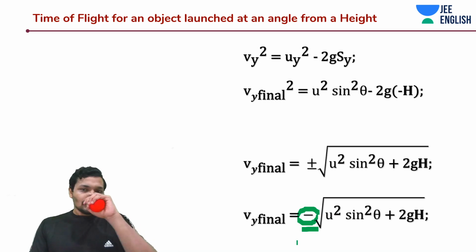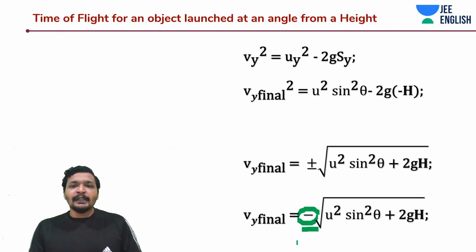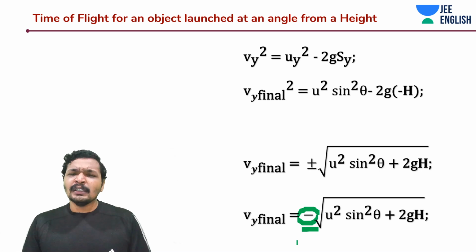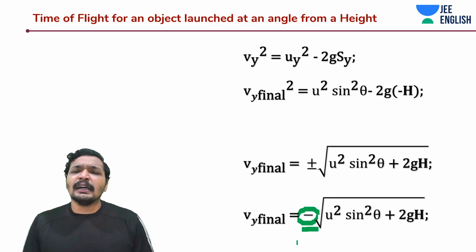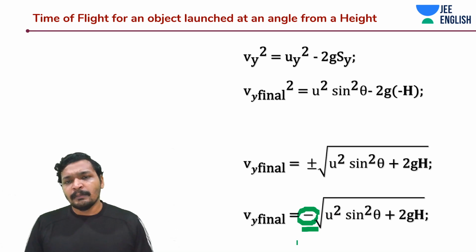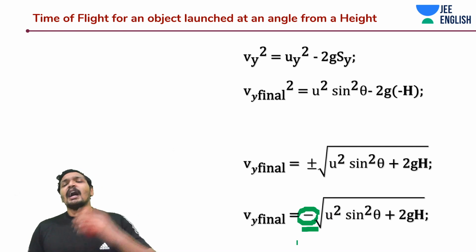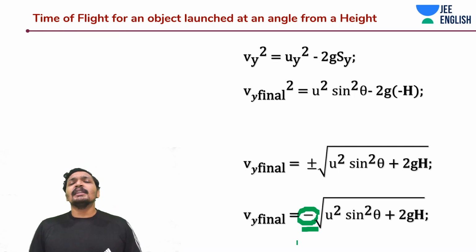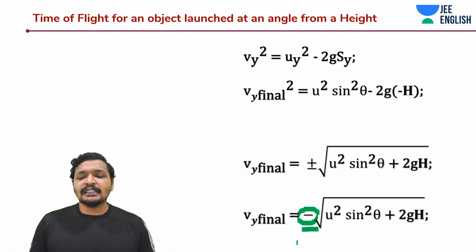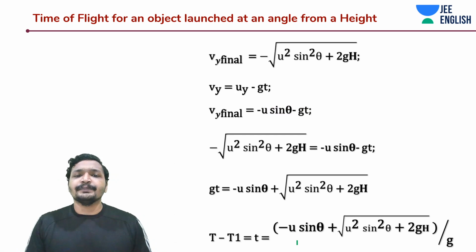I couldn't have made use of the second equation in that case to find the time of flight, because you can do it, but it would be like solving more of a quadratic equation. The simpler way is to find the Vy final, the final velocity when it is reaching the ground, and then substitute it in the first equation of motion along the y-axis, which is nothing but v is equal to u plus at.